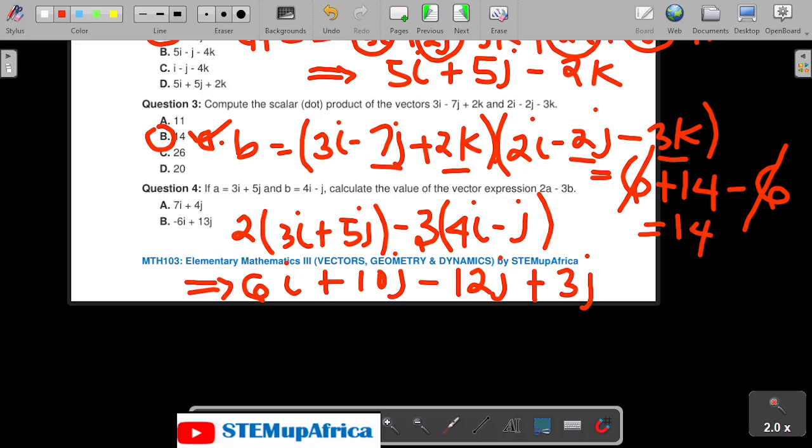So we add them based on their sign, i to i, j to j. So I'm adding 6i to minus 12i. That will give minus 6i. 10j plus 3j will give us 13j. So the option is minus 6i plus 13j, which is option B.